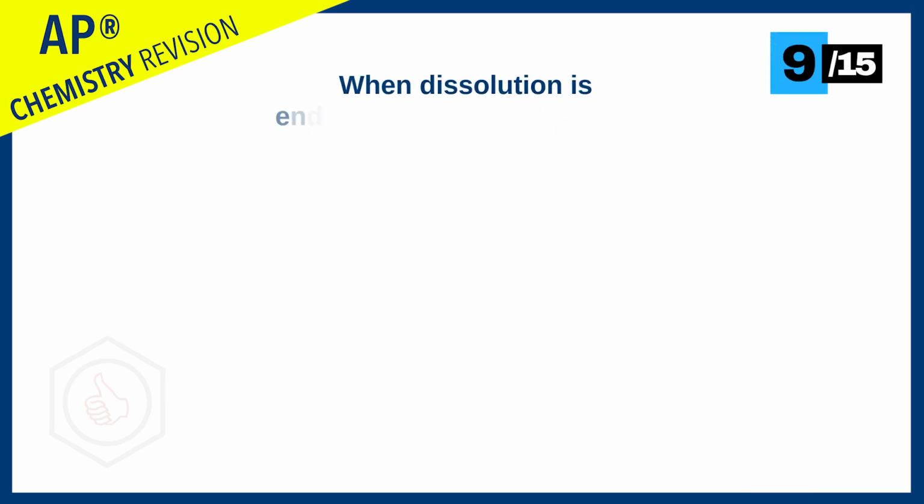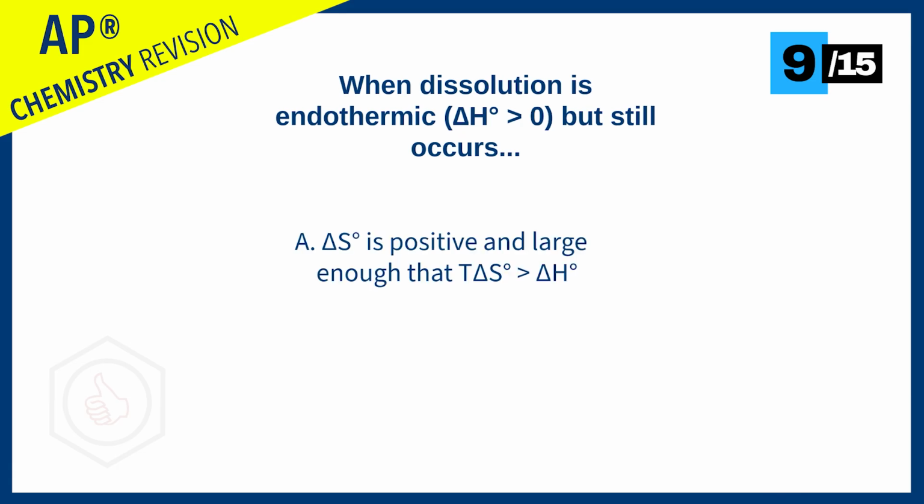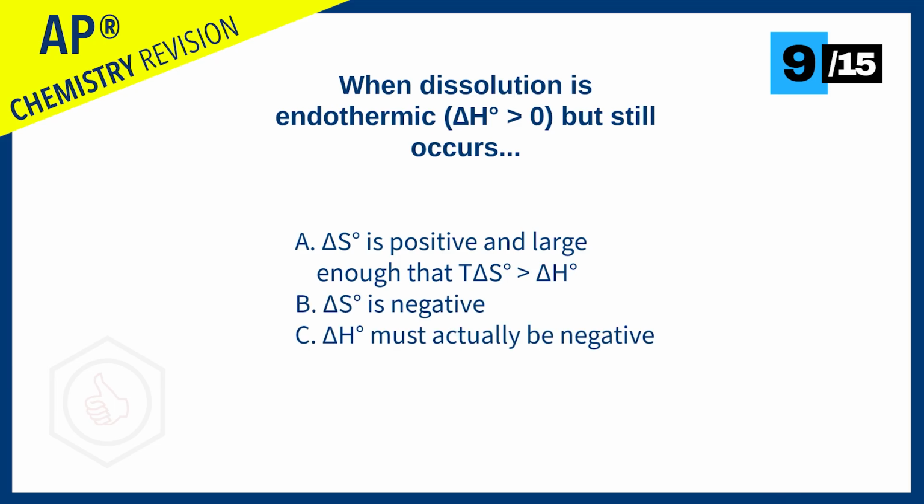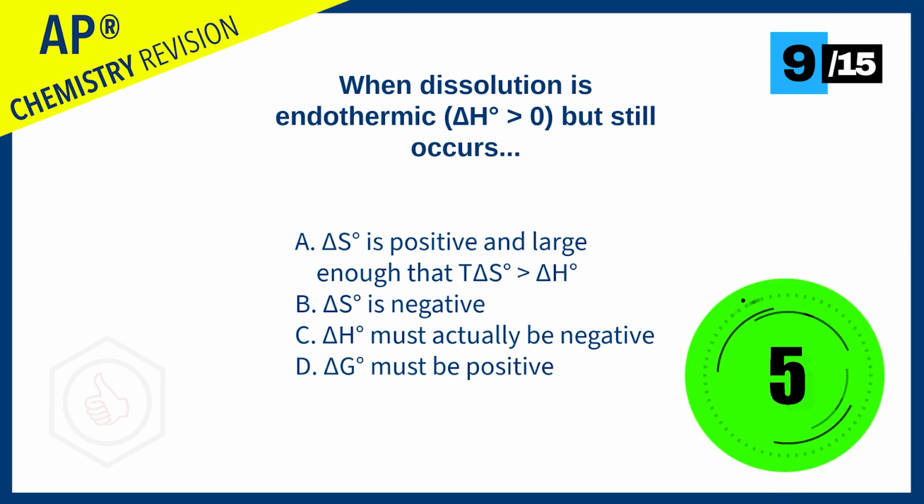When dissolution is endothermic but still occurs spontaneously, this indicates that standard entropy change is positive and large enough that T delta S is greater than delta H, standard entropy change is negative, standard enthalpy change must actually be negative, or standard change in Gibbs free energy must be positive.